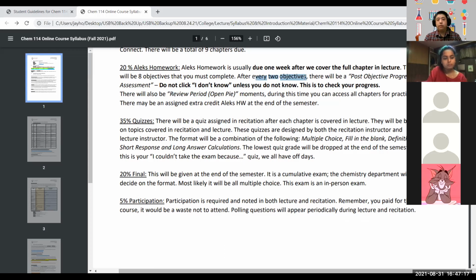So let's say chapter 12 is due not next week, but the week after. It's going to be due at 12 o'clock at night on Tuesday. So if you complete it, you get 100% on it, you get the 100%.